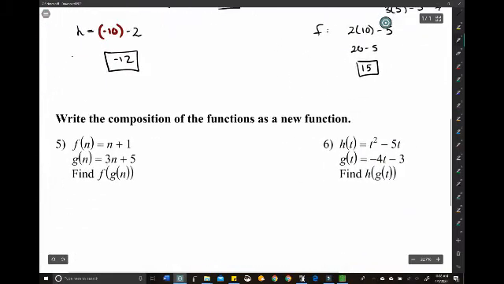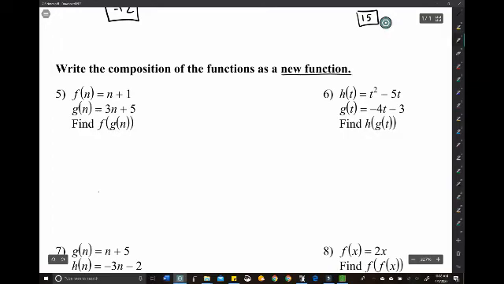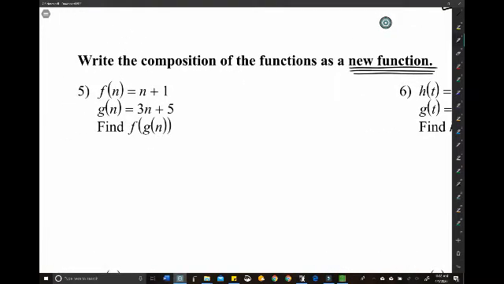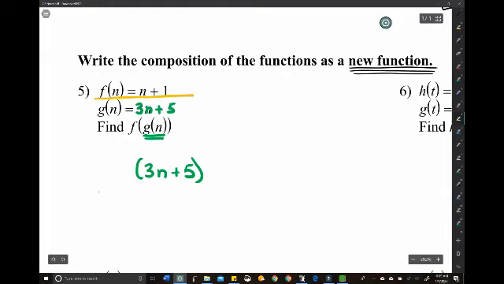Same process for the next ones, only now we're writing as a new function. And it's a little trickier whenever there's no numbers to actually involve. So now we're just evaluating at a variable. So it's pretty much the same in that we're going to start with g of n. So I'm going to highlight the fact that g of n is everything in green. So g of n, I'm just going to write that down. Now, what we are doing for composing this is wherever n is in f, we're putting the green thing, okay?